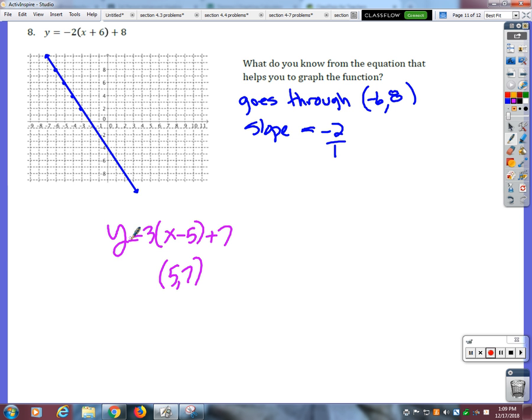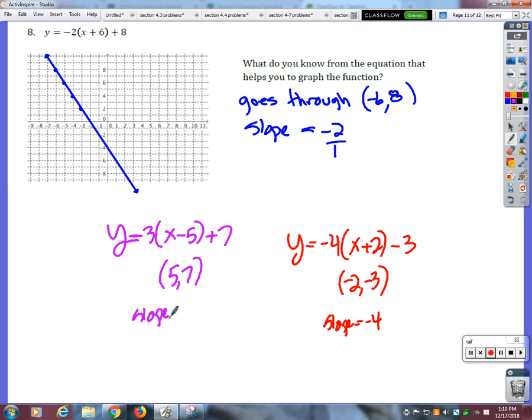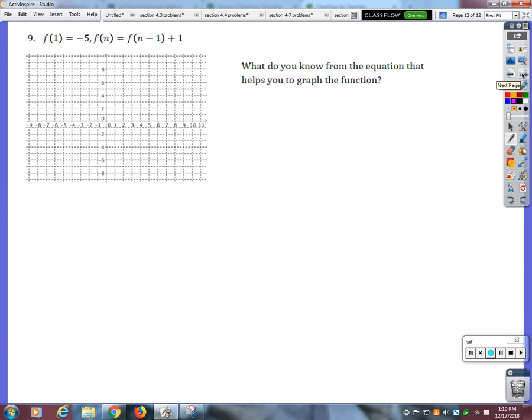It doesn't matter, we're just focusing on the point. What point would this one go through? -2, -3. These two things right here. And then for this one, the slope would be -4. For this one over here, the slope is 3. Okay? Yep, it's weird.